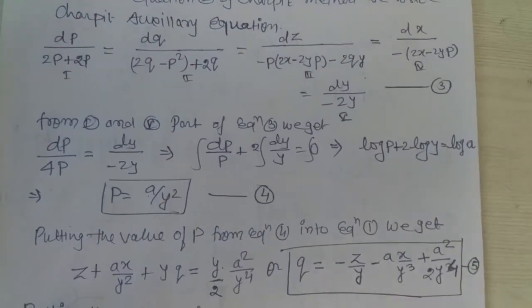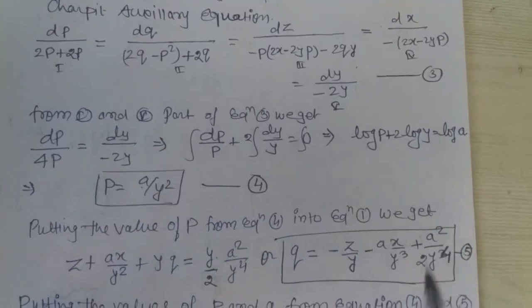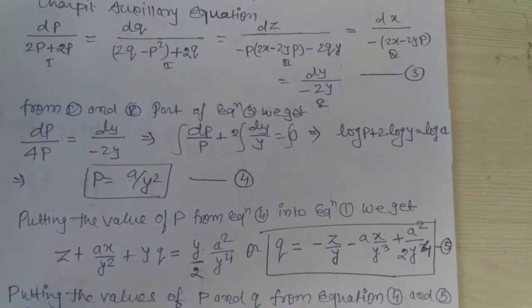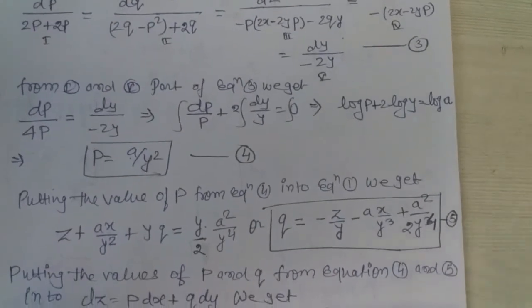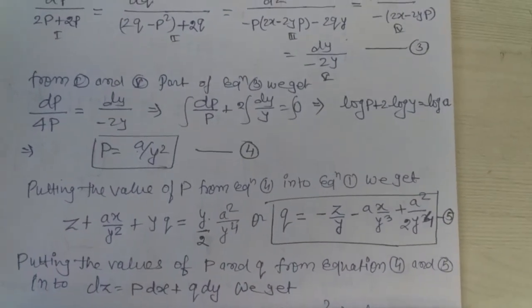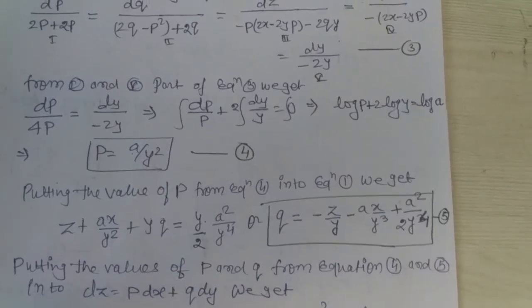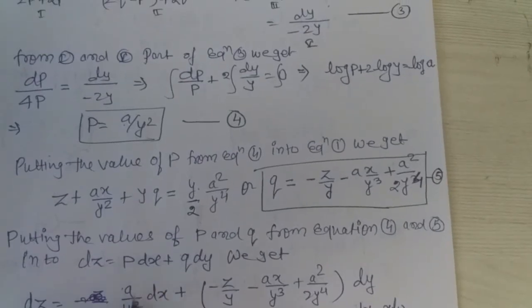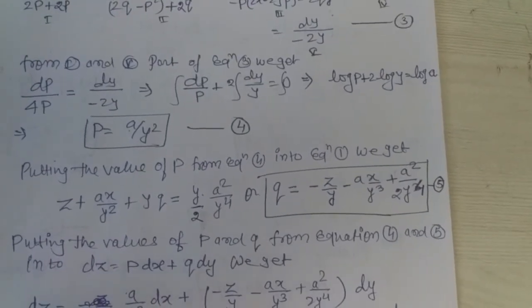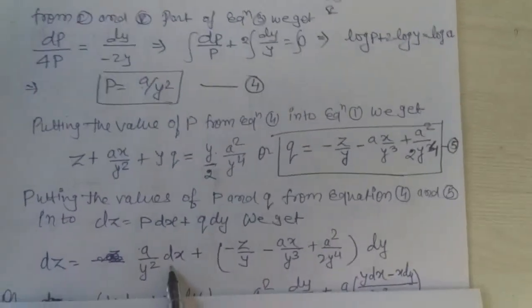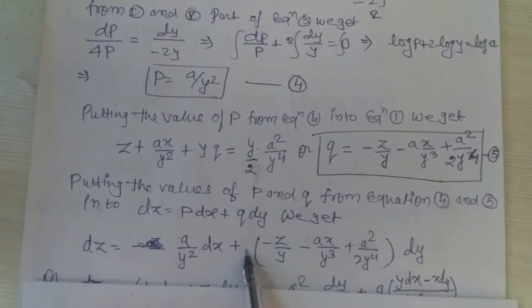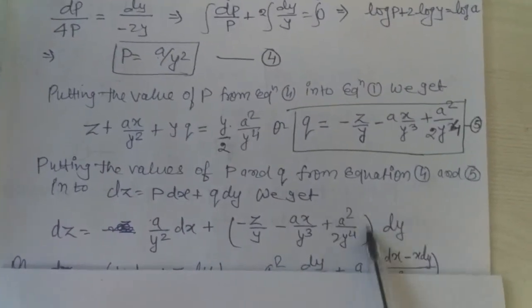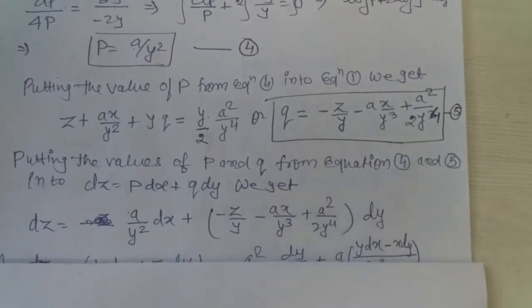Now putting these values of p and q in dz equal to p dx plus q dy, we get dz equal to p dx, where the value of p is a by y square, dx, plus q dy, where the value of q is this expression, dy.